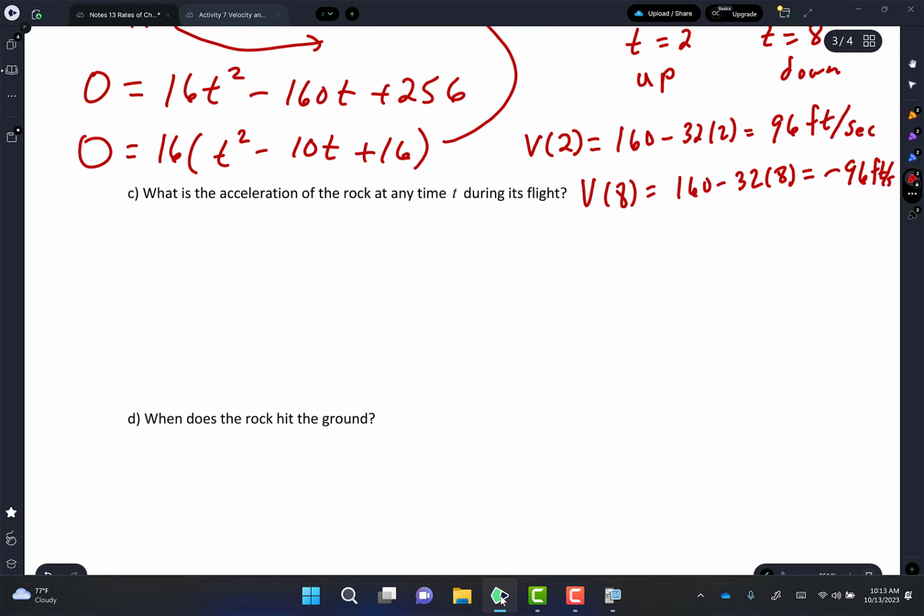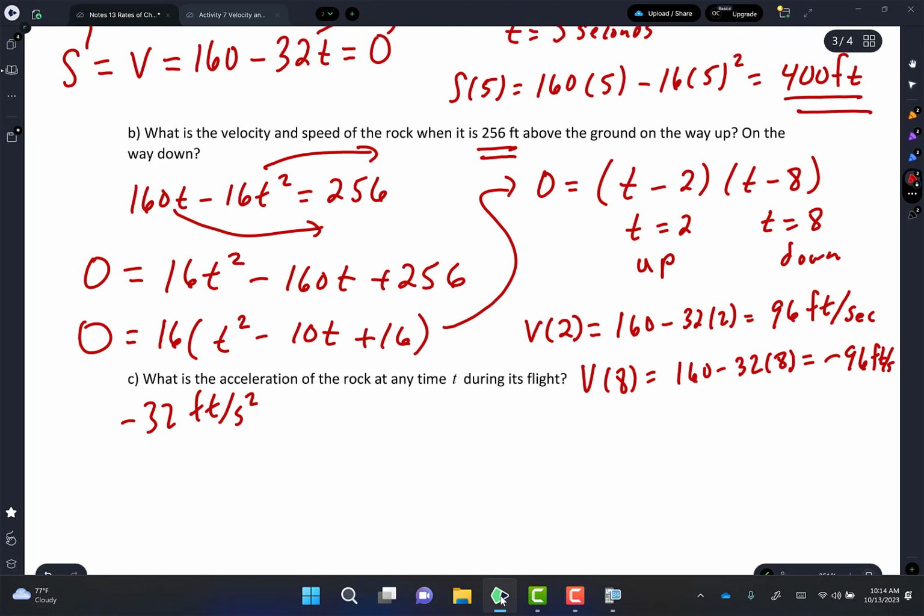Letter C. What is the acceleration of the rock at any time t during its flight? Well, the only acceleration there is the acceleration due to gravity, and that better be what? Yeah, if you're in meters per second squared, but we're in feet per second, so negative 32 feet per second per second. So feet per second squared. So if I take the derivative again of velocity, that better give me negative 32.